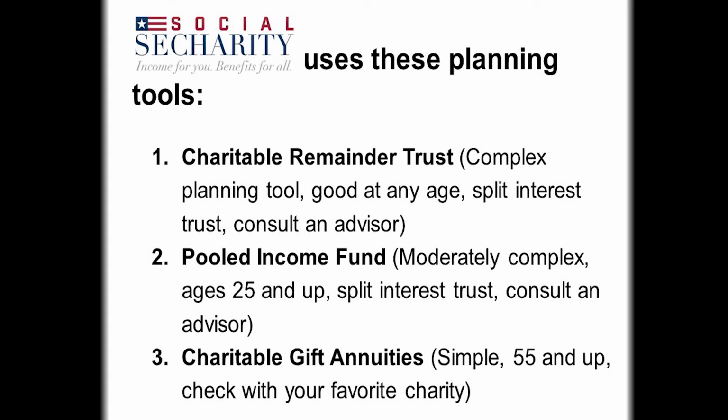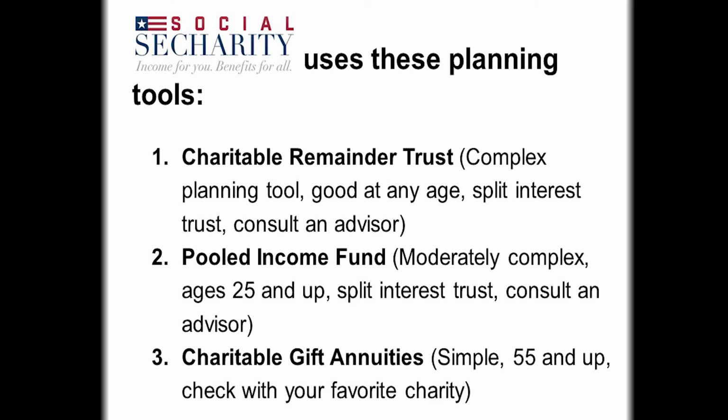The pooled income fund is not quite as complex as a charitable remainder trust. It basically allows an individual to put money into a charitable pooled income fund in exchange for the promise of income immediately or at some point in the future, or small amounts in the beginning, bigger amounts later on. This is also a split interest trust, and it's important that you consult an advisor for the proper use of a pooled income fund.